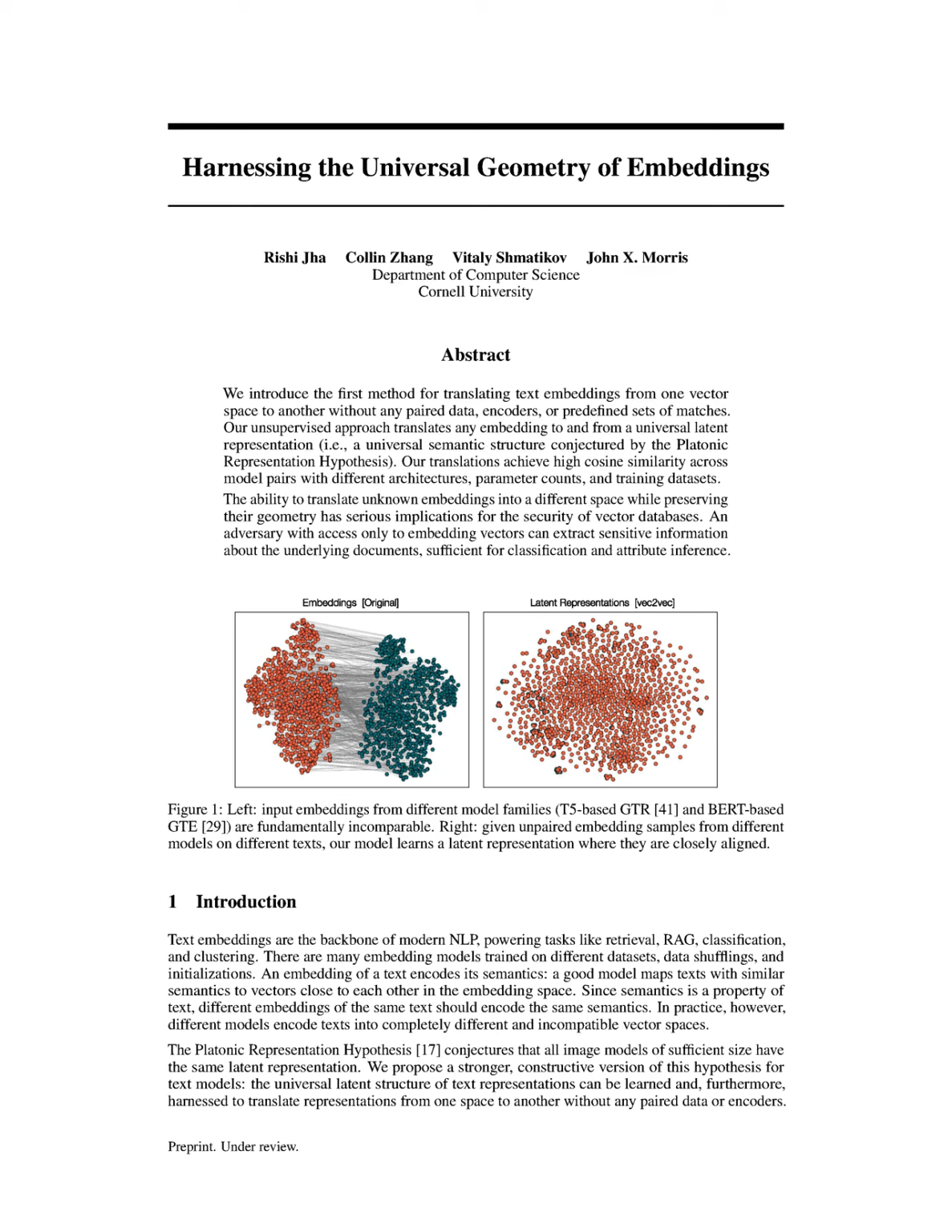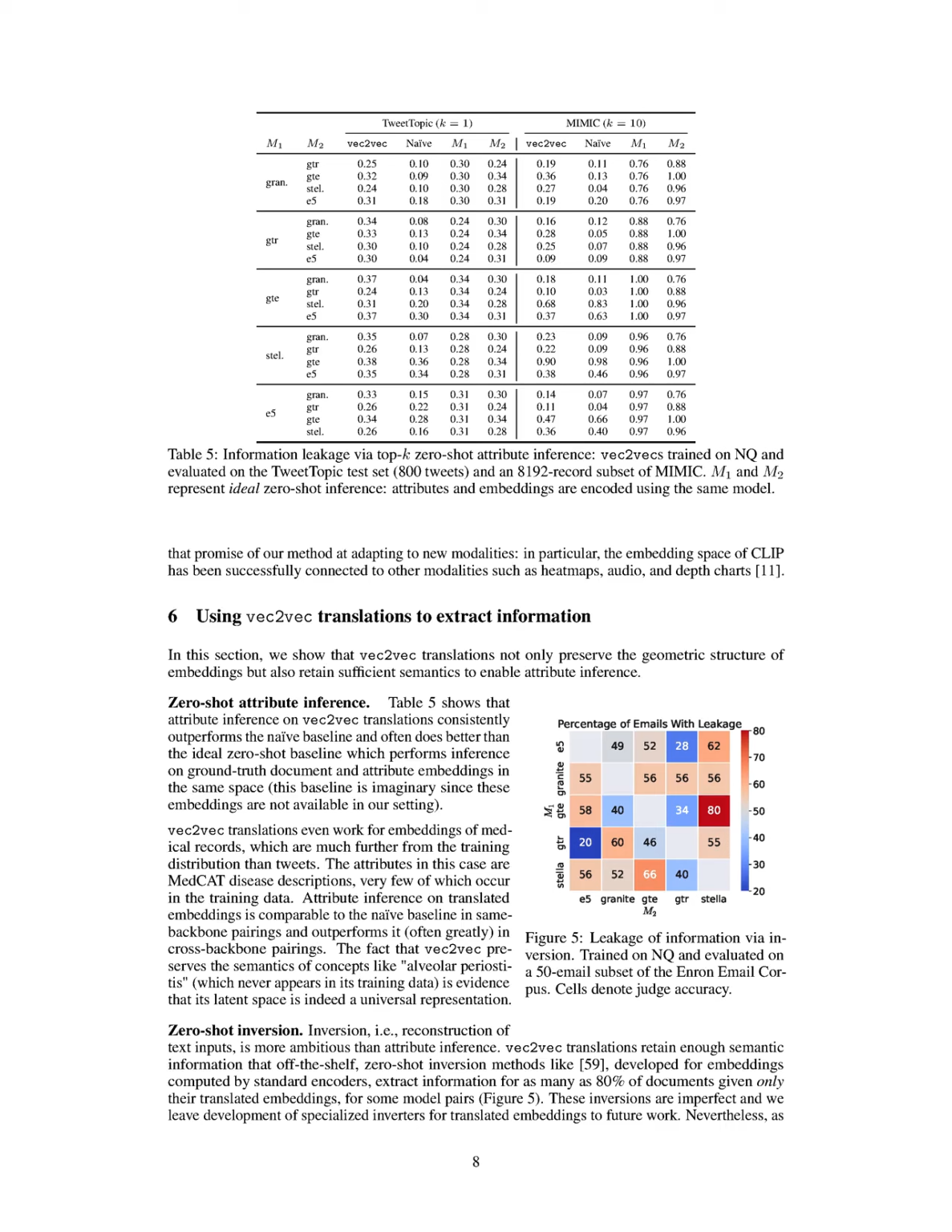It achieves this by leveraging the strong Platonic representation hypothesis, positing that different neural networks trained on similar objectives converge to a universal latent space. This allows vec-to-vec to learn a shared latent representation that preserves both the geometry and semantics of embeddings, ensuring that translated embeddings maintain their relative relationships and semantic meanings. Specifically, vec-to-vec employs cycle consistency and adversarial losses to ensure that embeddings can be accurately translated back and forth between spaces, thus preserving their original structure. As a result, it demonstrates high cosine similarity scores and effective attribute inference, indicating that the semantic content of the embeddings is retained throughout the translation process.